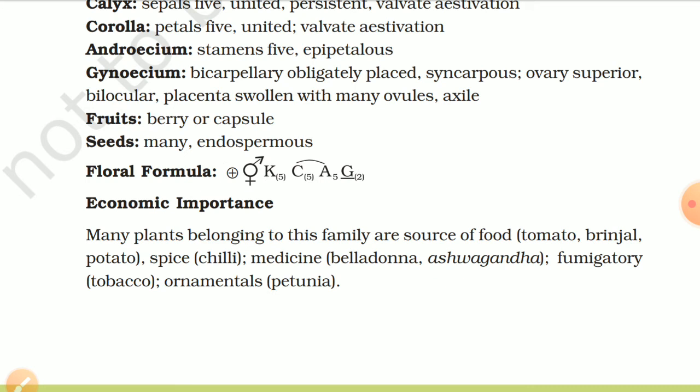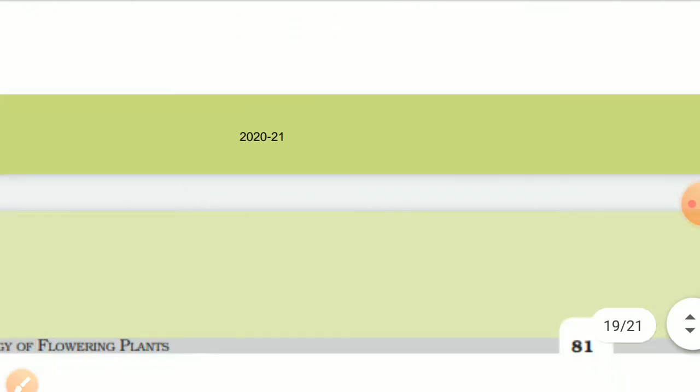Economic importance: many plants belonging to this family are a source of food: tomato, brinjal, potato. Spices: chili. Medicine: belladonna, ashwagandha. Fumigatory: tobacco. Ornamental: petunia.